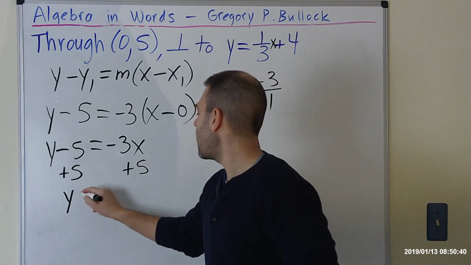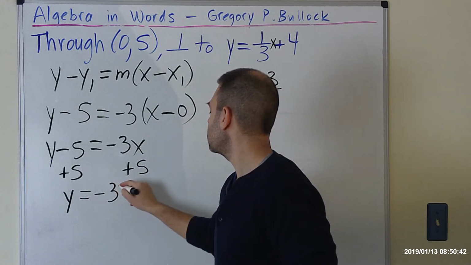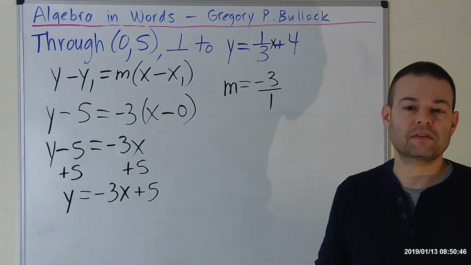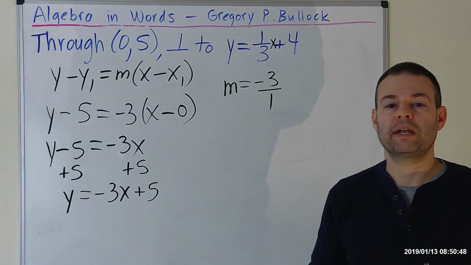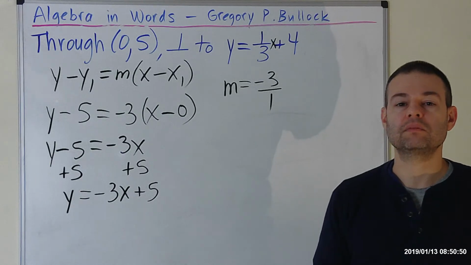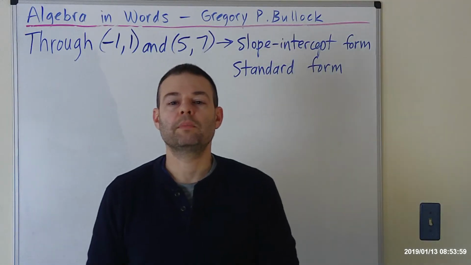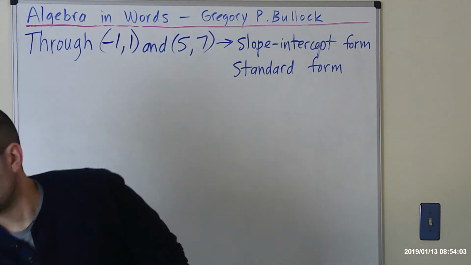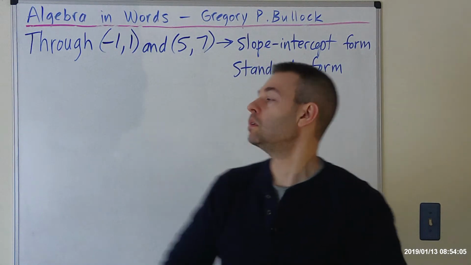And we're going to get y is equal to negative 3x plus 5. And that's the end of that problem. So again, I'm going to pause this and put up another one. Okay, I put up a third and final problem on the board for this video. So let's take a look.